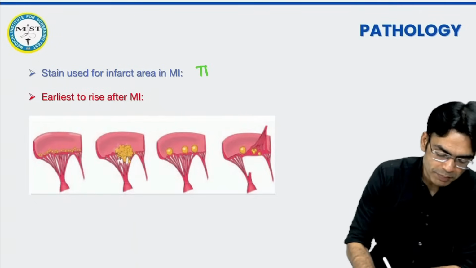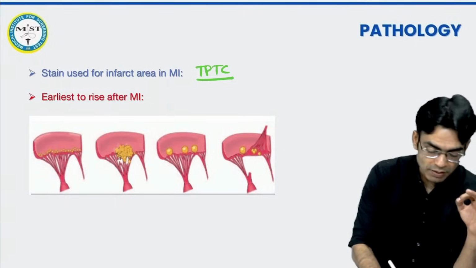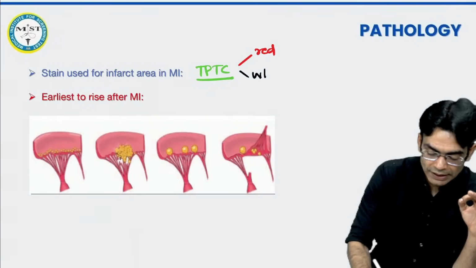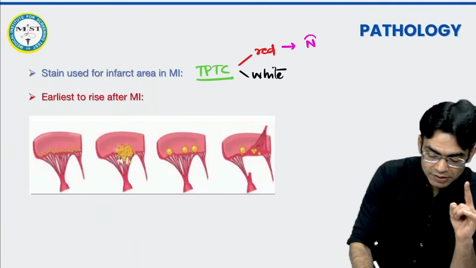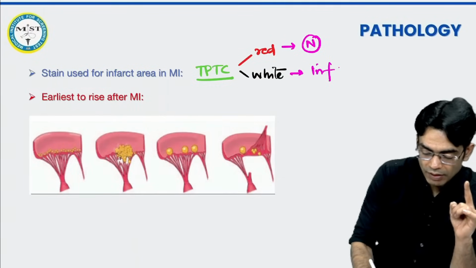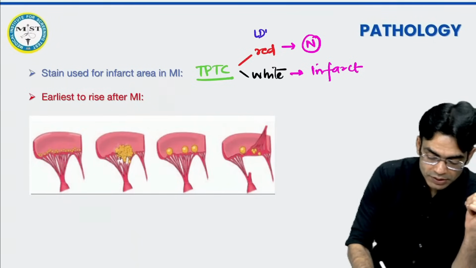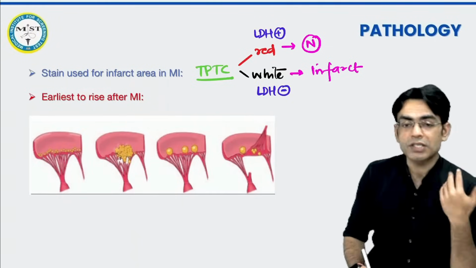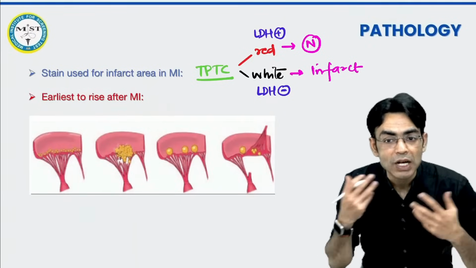Yeah, TTC, very good. Triphenyl tetrazolium chloride. But there are two areas, a red area and a white area. On TTC, whenever we have a red area, that means it's normal. A white area means it is infarct. Why do we get the red area? We are getting the red area because the LDH is present. And when the LDH is not seen, the area becomes whitish because the stain will not go.